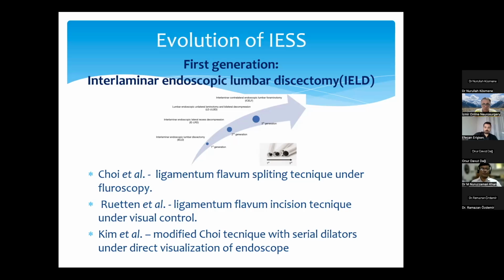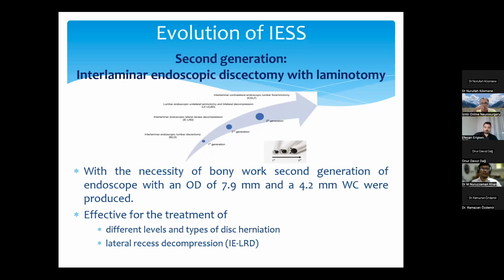In second generation endoscopic spine surgery, the second generation endoscope was developed having an outer diameter of 7.9 mm and a channel of 4.2 millimeter, with instruments such as specially designed endoscopic burrs and pans produced. The treatment of different levels with types of disc herniation, including level of L4-5 and above, with lateral recess decompression could also be effective in this technique after developing this second generation endoscope.